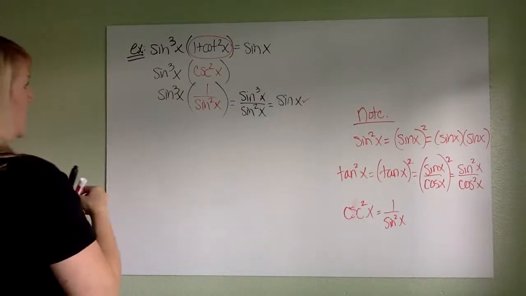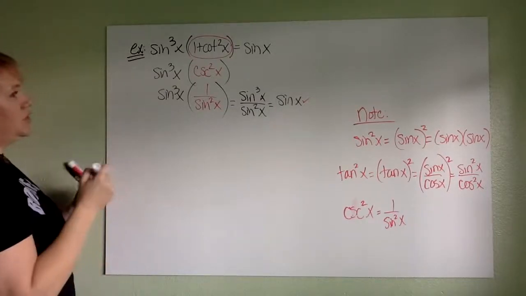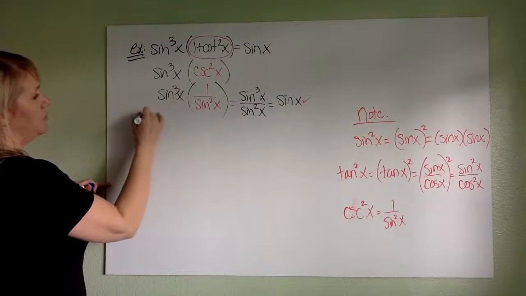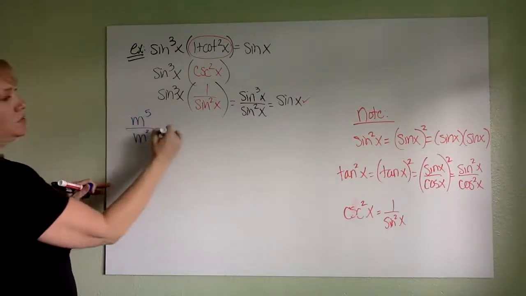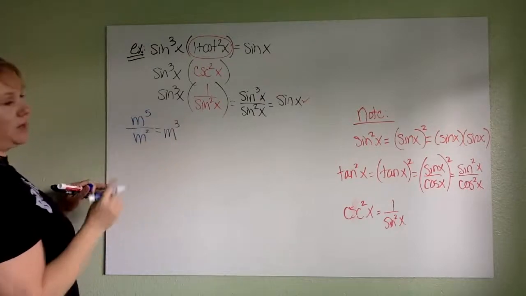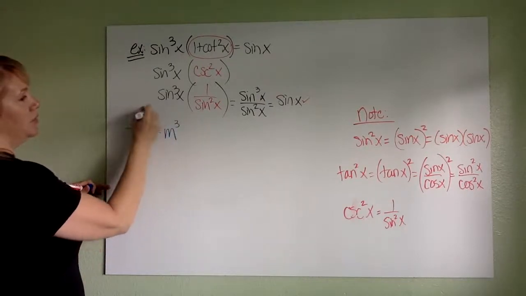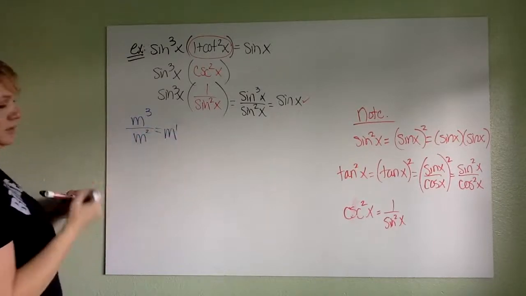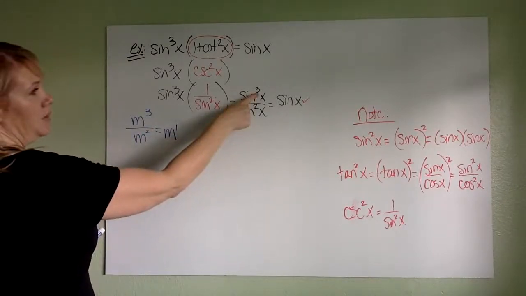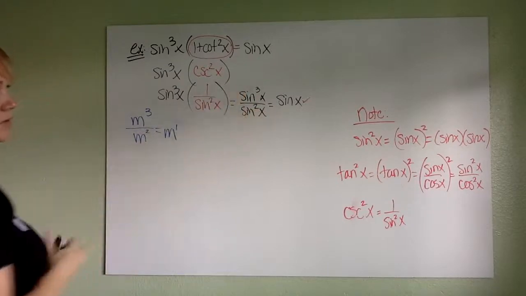The same way, if you had like m to the 5th power over m squared, the two of these cancel two of theirs, and I'm left with m cubed, right? If this was m to the 3rd power over m squared, I'm left with m to the 1. Same idea. 3 on the top, 2 on the bottom cancel, leaving 1.